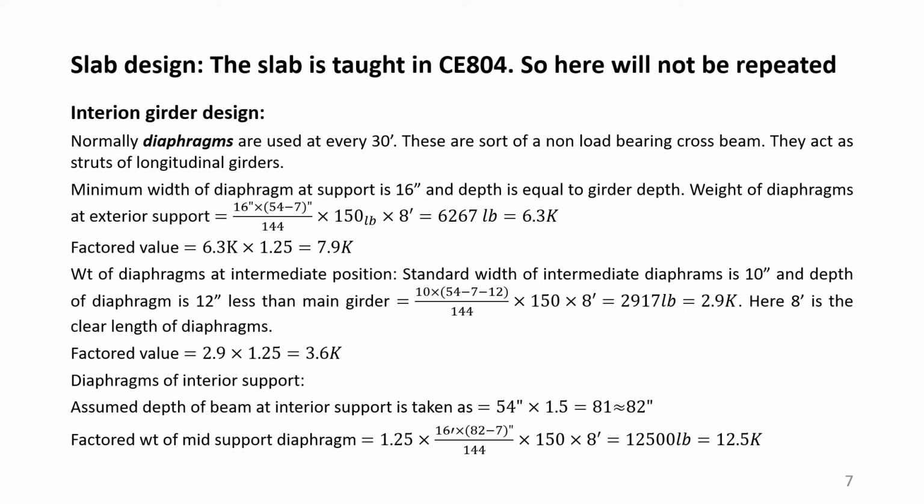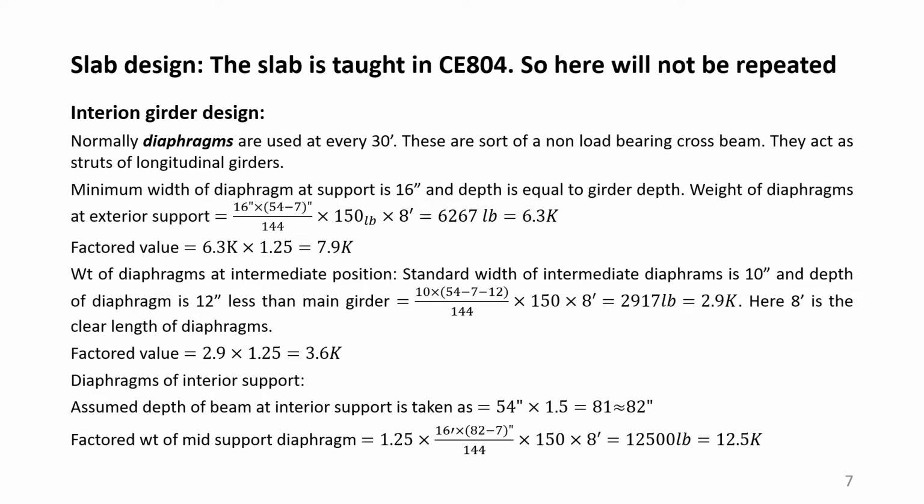That is why we have to divide it by 144 and multiply it by 150 as the unit weight of concrete, and the diaphragm's length is 8 feet, because the clear spacing of the beam is 8 feet. That is why we have multiplied this by 8, and the load comes to 6.267, and it is rounded to 6.3 kip. We have kept it as 6.3 kip.